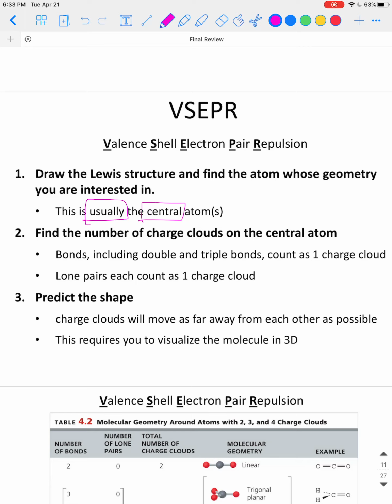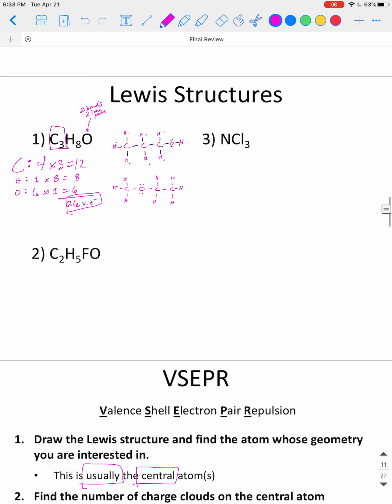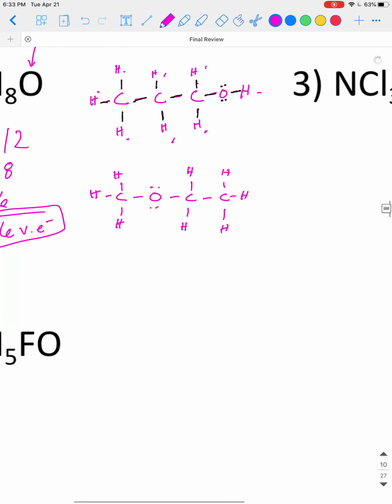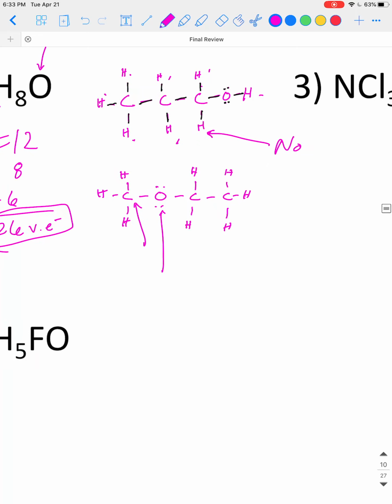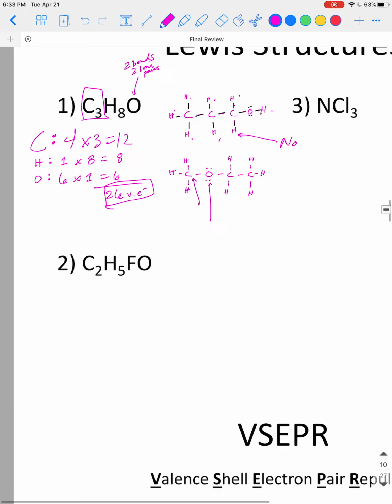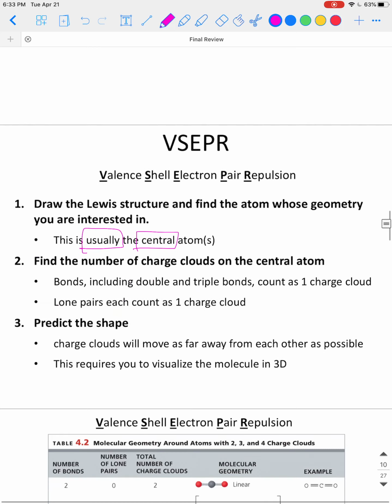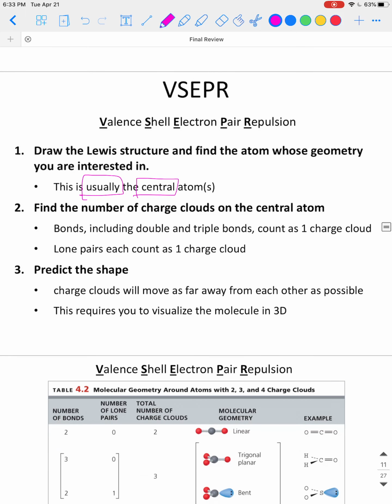Draw the Lewis structures and find the atom whose geometry you're interested in. This is usually the central atom. Okay? So if we were naming geometry for this molecule up here, we could name it for the carbon here. We could name it for the oxygen here. Could we name it for a hydrogen? No. Okay? Because hydrogen is an exterior atom, never central, because hydrogen can only form 1 bond. Okay, so you'll find your central atom that you're interested in.